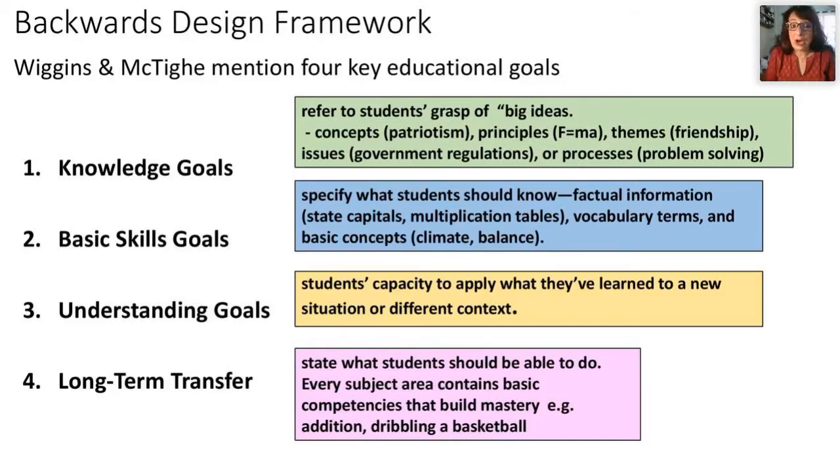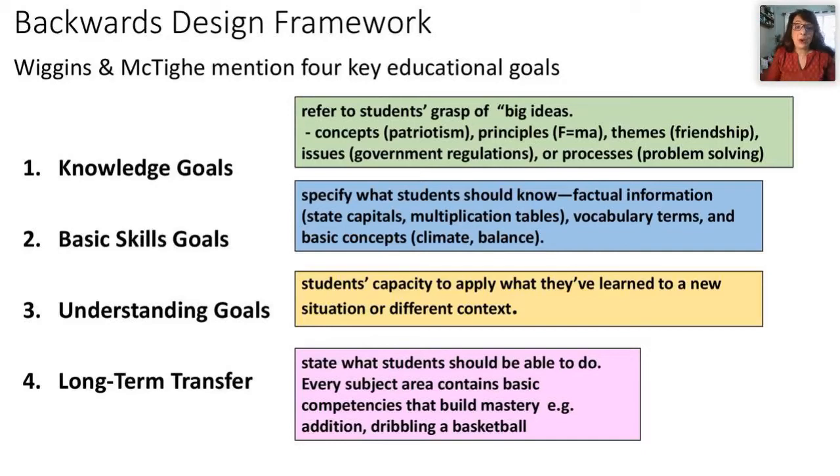The blue is knowledge goals, where you get factual information. All right, and I've given you some examples there. The skills goal is definitely the pink one. That's right, you're absolutely bang on. And what about the understanding goals? Yes, the understanding goals, they are the bigger goals. Yes, the thematic goals, the big concepts, right? Patriotism, principles, themes. I've given you some examples.